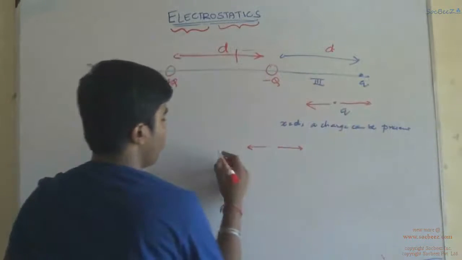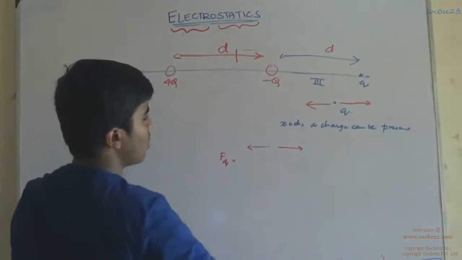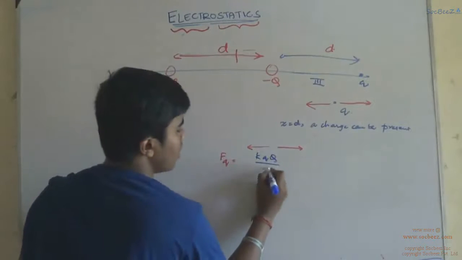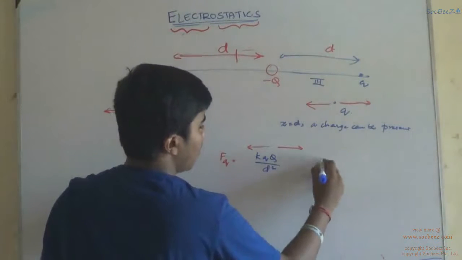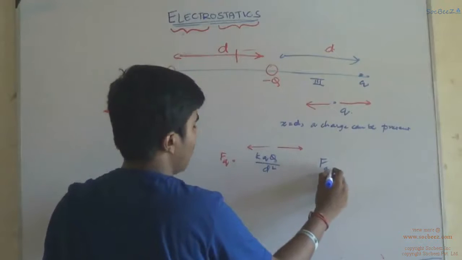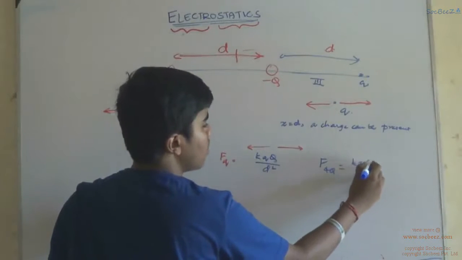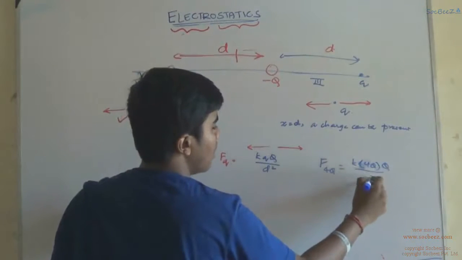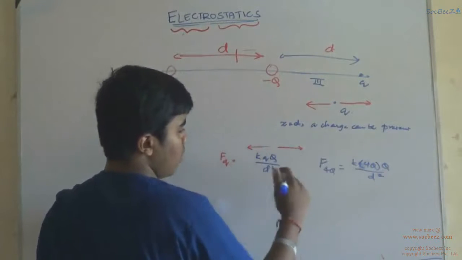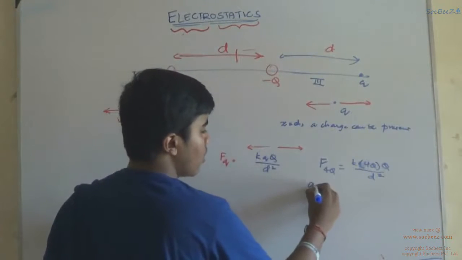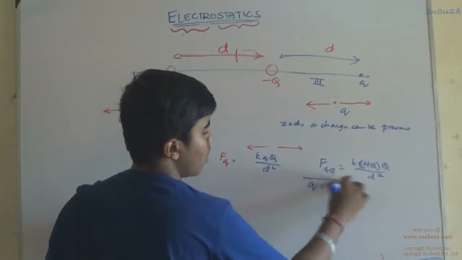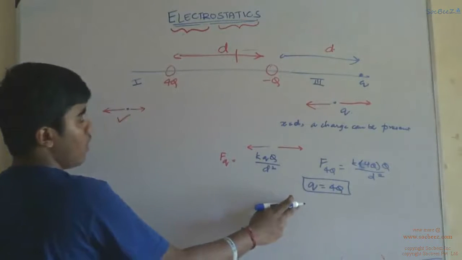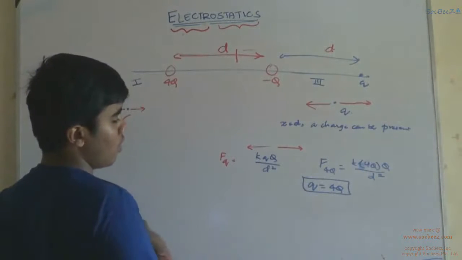So what is the charge by q? F by q is equal to k times q into q, I am writing the magnitude here, by d square, and force by 4q is equal to k times 4q times q by d square. So for these to be equal in magnitude, q should be equal to 4q.